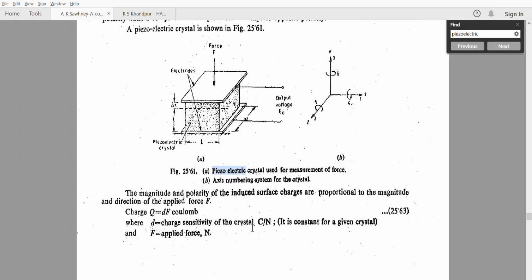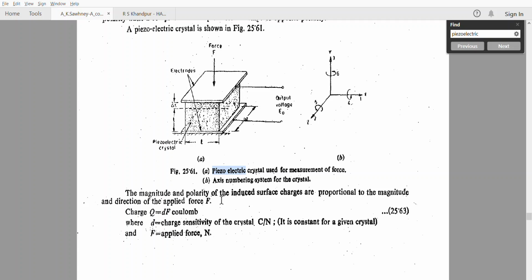Let's see the construction of a piezoelectric crystal. So this is a piezoelectric crystal. Force is applied, and the application of the force will generate voltage across it. The piezoelectric crystal can be oriented along any of the three axes or all three axes to measure forces in the specific axis. So the magnitude and polarity of the induced surface charges are proportional to the magnitude and direction of the applied force.